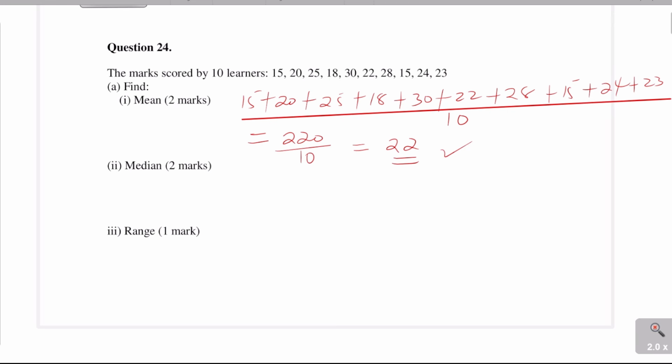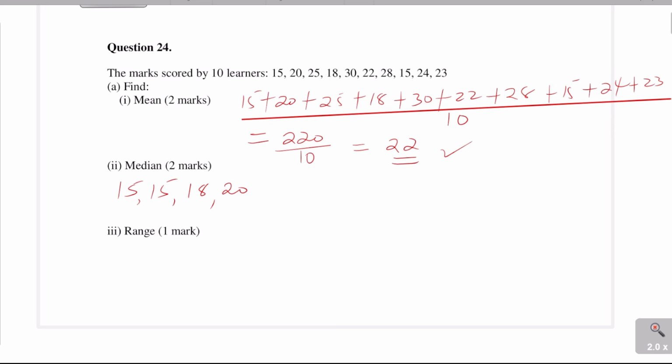How do you get the median? For the median, you have to arrange this set of data either in ascending or descending order. From the largest to the smallest is descending, or from the smallest to the largest is ascending. I'll arrange this one from the smallest to the largest. The smallest is 15, and there are 2 15s. Be very keen. Then we have 18. Then the next is 20. 20 is 1.